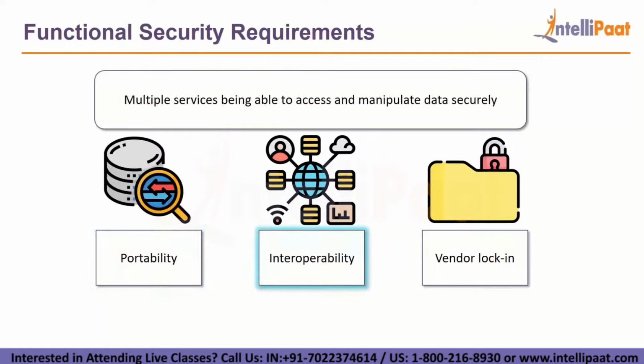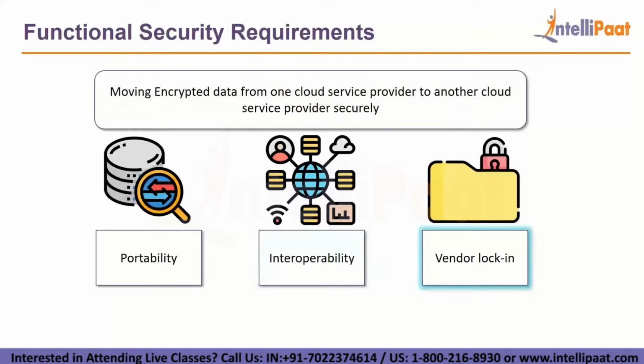Then comes interoperability, which basically means multiple services being able to access and manipulate data securely. I have 3 servers and 2 database servers. Application servers are able to take a look at the data inside a database server and are able to access it and modify it if they need. Finally, vendor lock-in, which is moving encrypted data from one cloud service provider to another securely. If vendor lock-in is not taken care of, then you get locked into a vendor's services and are not able to move data from one service provider to another. This kills the portability and interoperability of the entire system, and you can only store data in a particular service, and only that service can use it.